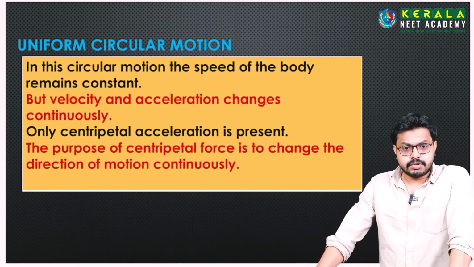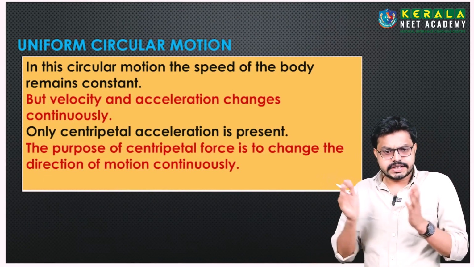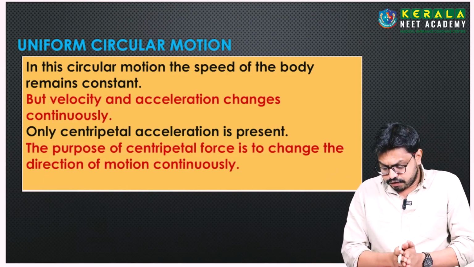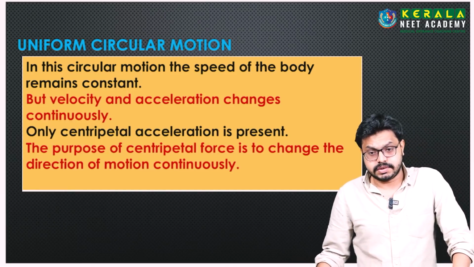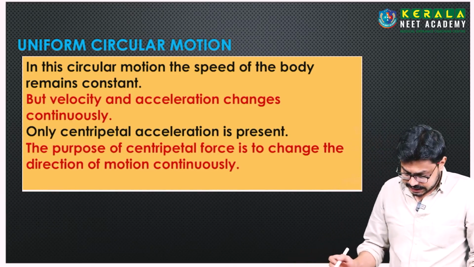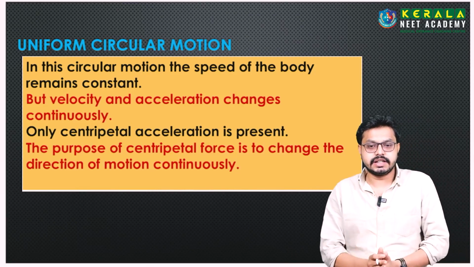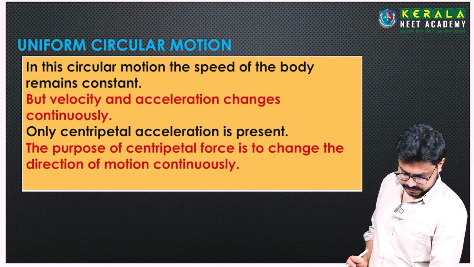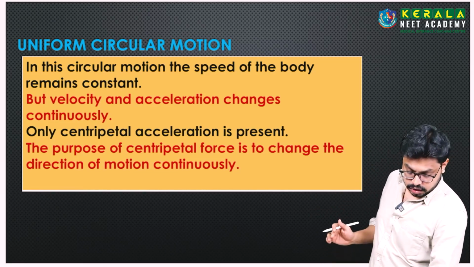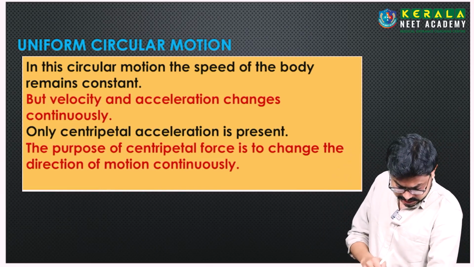Next we are going to discuss one more point about uniform circular motion. I already discussed the first point: in uniform circular motion, the speed of the body remains constant. Second, the velocity and acceleration change continuously. The acceleration is not constant there. Why is the acceleration not constant?